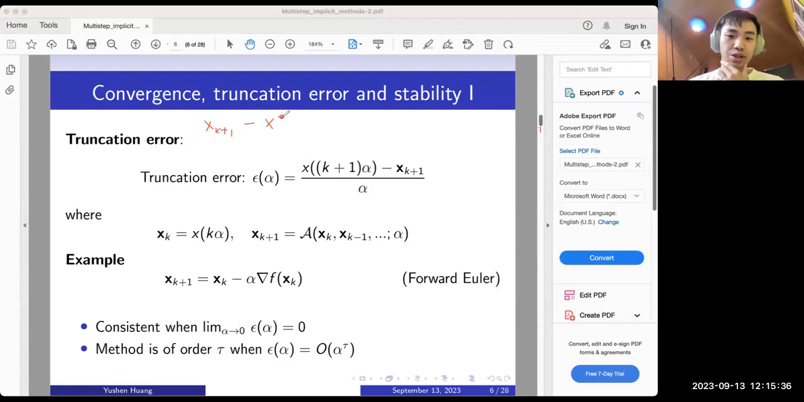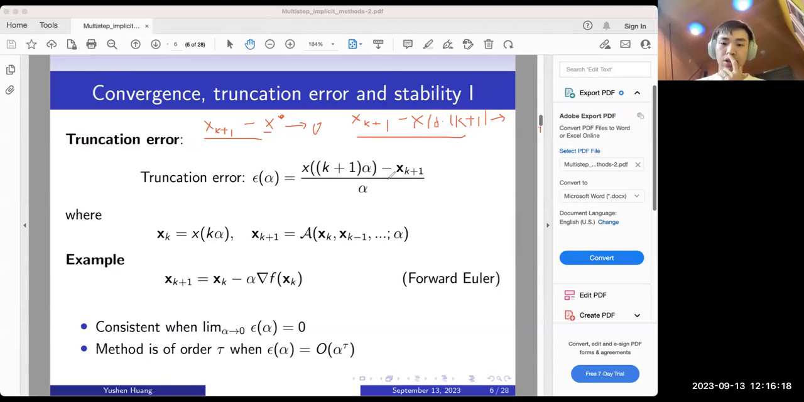For optimization, if this is the stationary point, you want this to converge to 0. And from the numerical point of view, you want alpha times k, like this is the true value of the function x, to converge to 0 as k goes to infinity. So how can this help to prove some result? The point is that you can rewrite this term as x_{k+1} minus x_alpha at k+1.